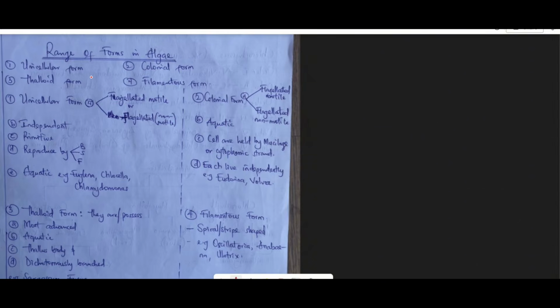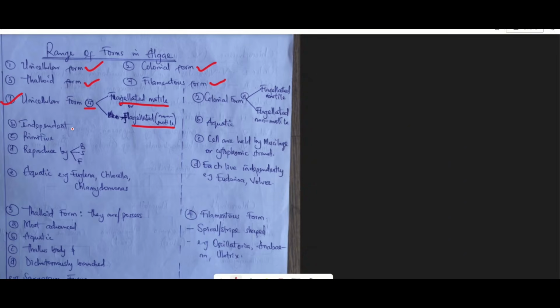The following are the range of forms algae can exist in. They can usually exist as unicellular, that is a single cell, as colonial, that is they can exist in a colony, and they can also exist in thalloid form or filamentous form. These are the four range of forms that algae can exist in. For unicellular algae, the characteristics are they are flagellated. Now, the fact that they are flagellated does not mean that they have to be motile. That doesn't mean that they have to be moving. There are some of them that are flagellated motile, and there are some that are flagellated non-motile. It means that they possess flagella, but they do not move.